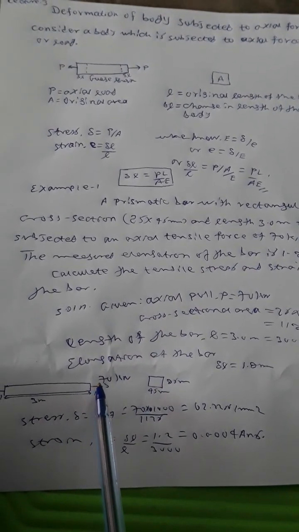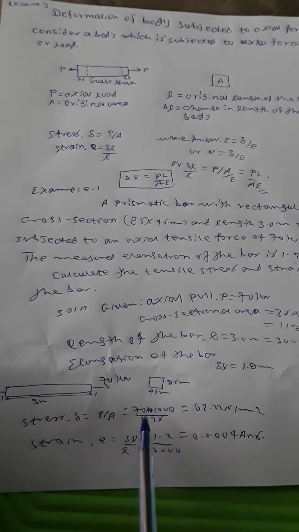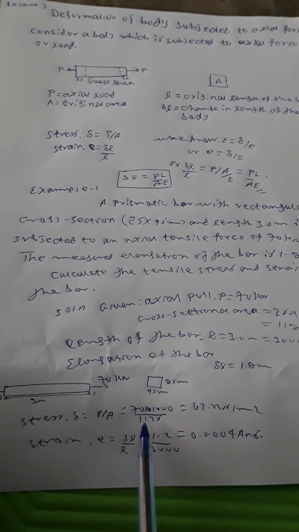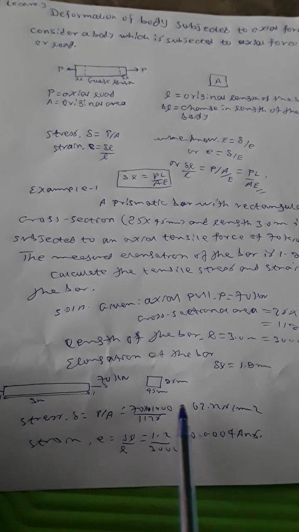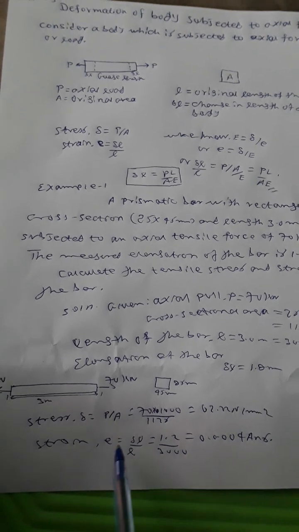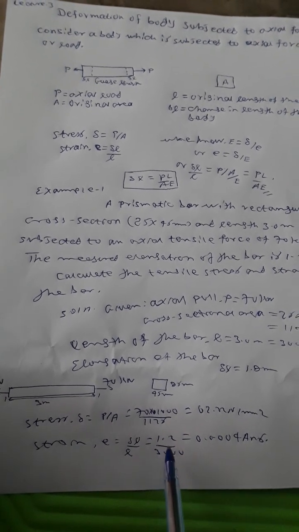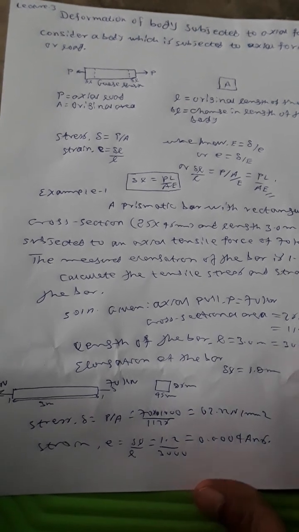Axial pull is 70 kN. Stress is equal to P over area, 70 times 1000 over 1125. This is 62.22 Newton per millimeter square. Strain is equal to change in L over L, 1.2 over 3000, which is equal to 0.004.